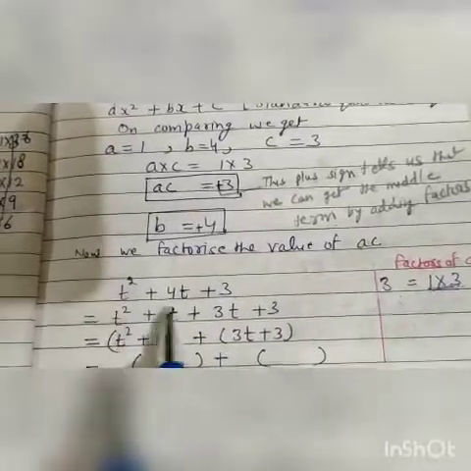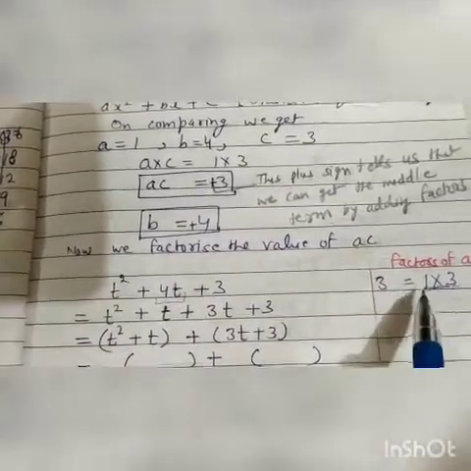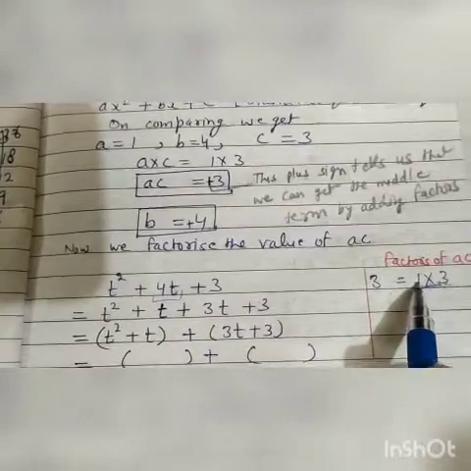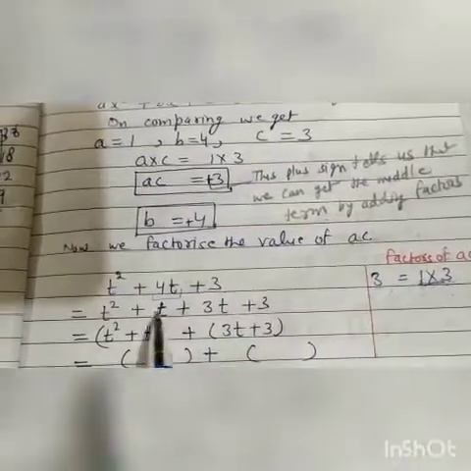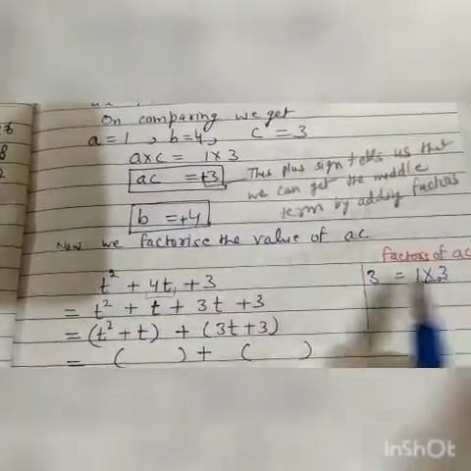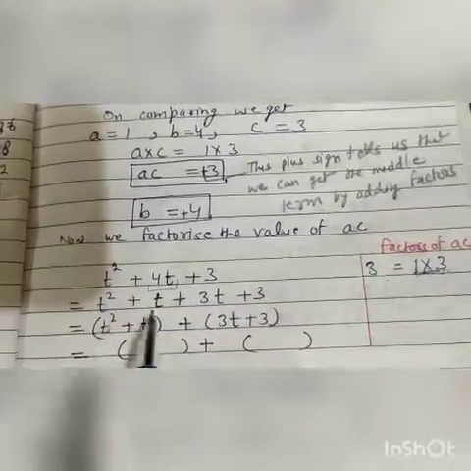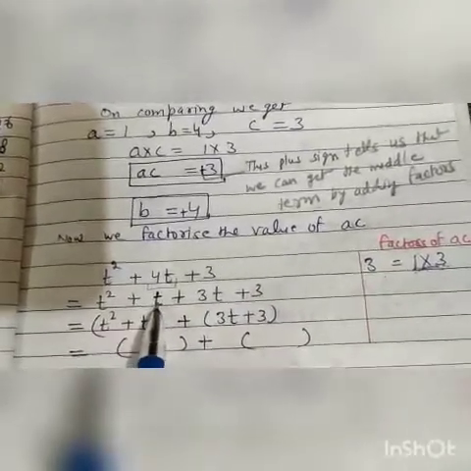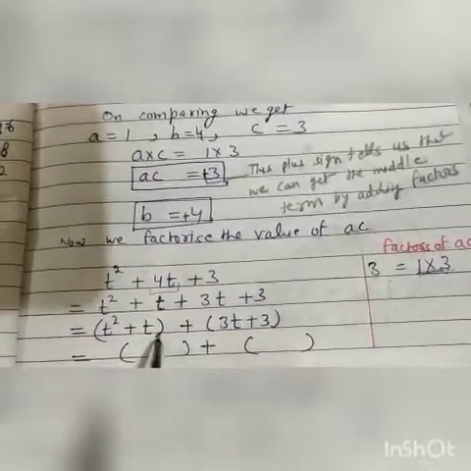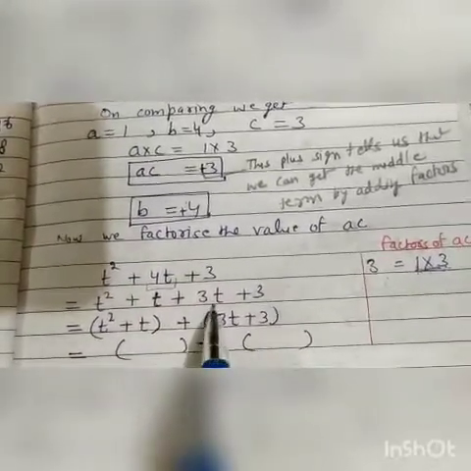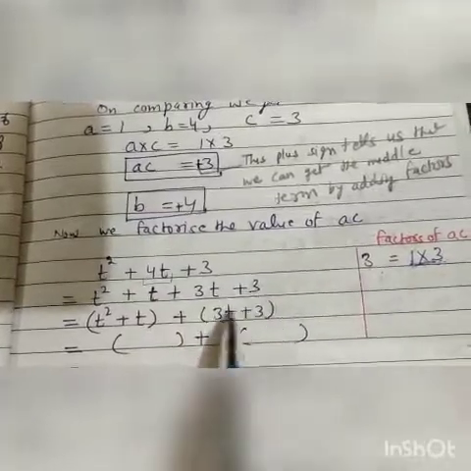Now this 4t can be written as plus 1t. We will not write 1, we will write only t. Plus t and plus 3t, then this plus 3. Now make groups: t square plus t within the first bracket, then within the second bracket 3t plus 3.